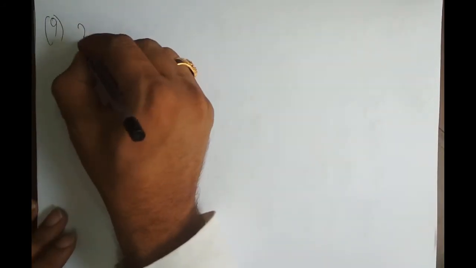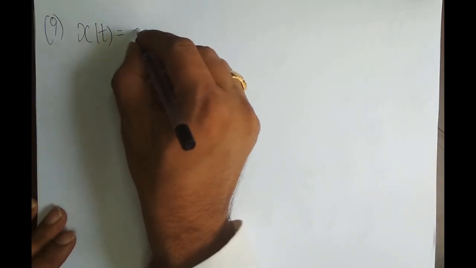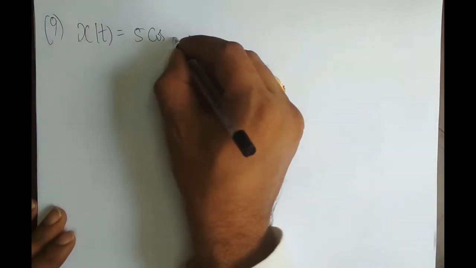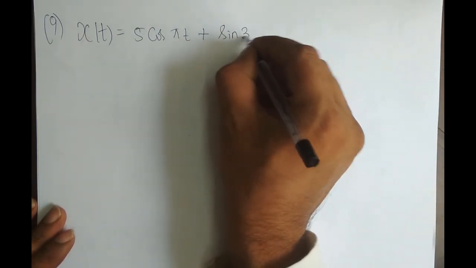Now we'll take up one more problem. Problem number 9: I have to find the periodicity of the signal x of t is equal to 5 times cos of pi t plus sine of 3 pi t.